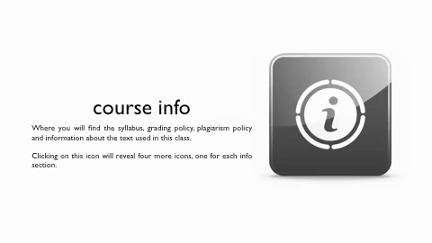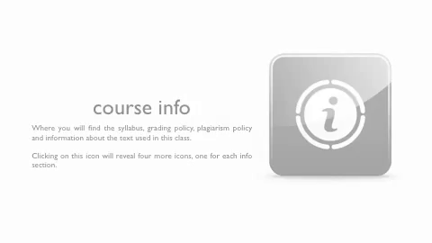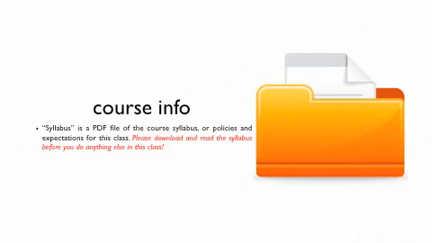Course info is where you will find the syllabus, grading policy, plagiarism policy, and information about the text used in this class. Clicking on this icon will reveal 4 more icons, one for each info section. Syllabus is a PDF file of the course syllabus, or policies and expectations for this class. Please download and read the syllabus before you do anything else in this class.